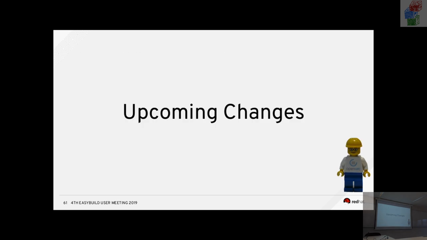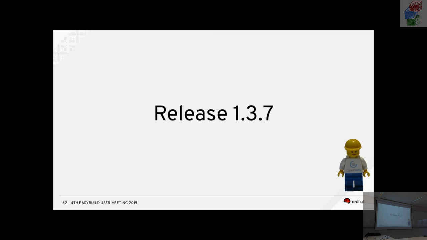Then I want to talk about some upcoming changes. The next release will be 1.3.7. It will be available somewhere in the next 3 months. It will include the usual updates of all the packages which can be updated, and the goal is to include the ARM HPC compiler so that all packages are rebuilt with the compiler from ARM.